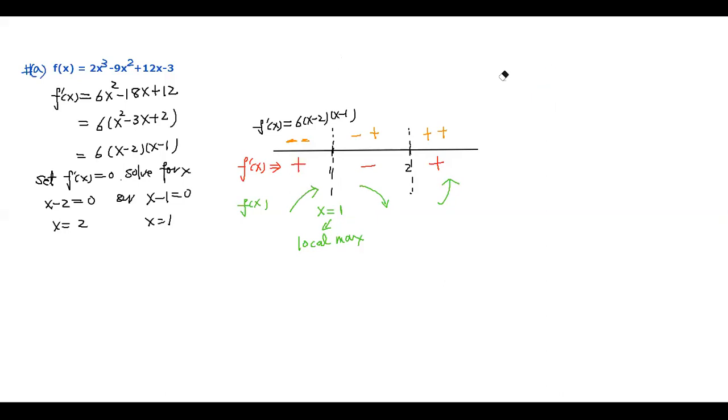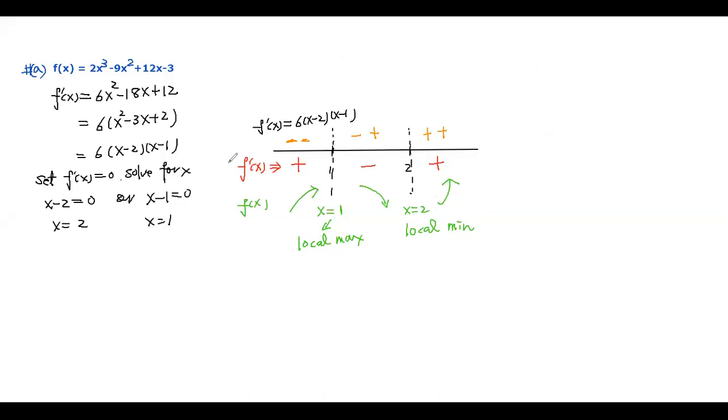Okay, now let's take a look at x equals 2. Here it's going down and then going up. So at x equals 2, I have a local minimum here, right?